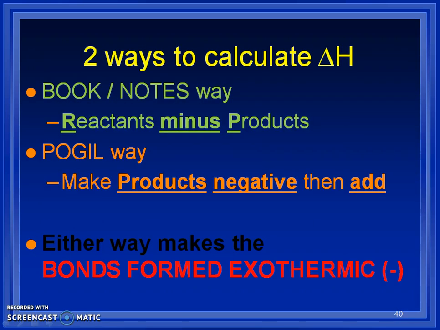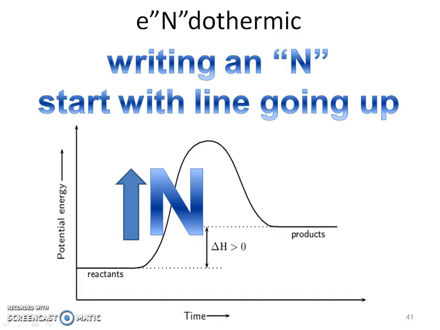So there's 2 ways to calculate it, the way we're going to do it in our notes. And if we get a chance to do the Poggle, or we might later, in the Poggle, they actually say, well, since we know that the bonds formed is exothermic, we're going to make those negative numbers and then add them up. But either way, it doesn't matter. We just know that the bonds formed would be exothermic in the long run.